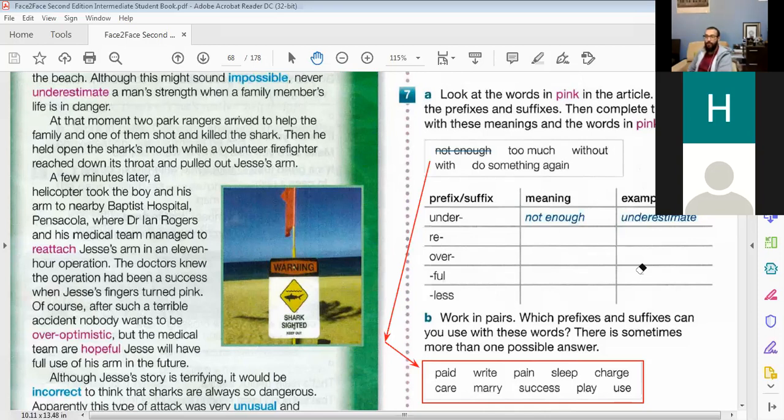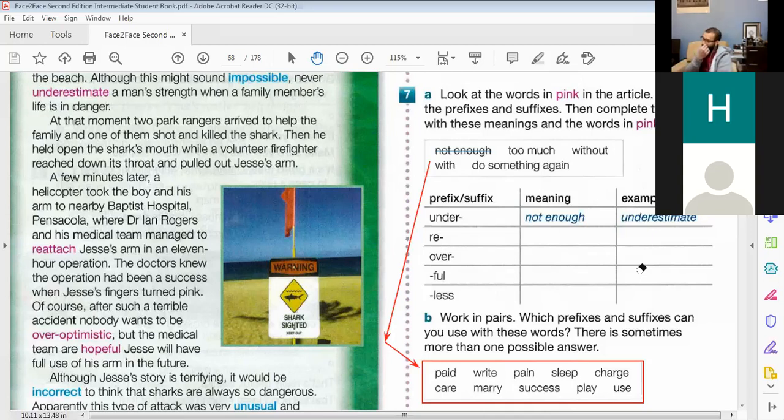Overcharge, exactly. So maybe you go to a shop and you buy a bottle of water that costs maybe 2 dinars, okay? But at the cashier, they take 5 dinars from you, maybe by mistake. So this means they overcharged you. They took more than necessary, right? Overcharge means when someone takes more money from you than necessary.